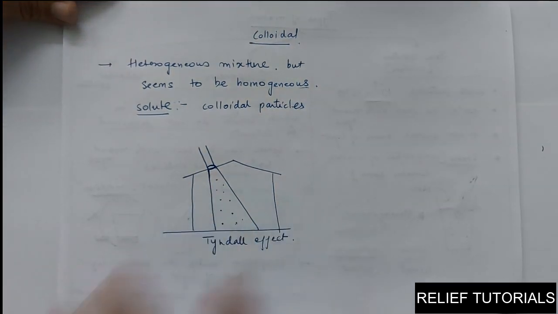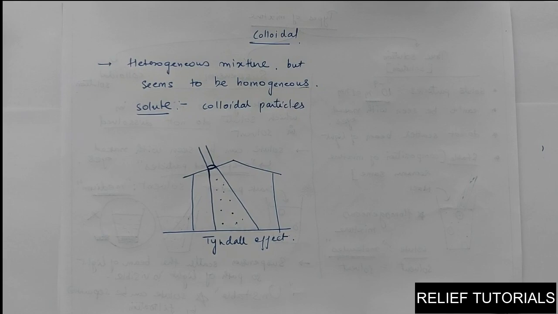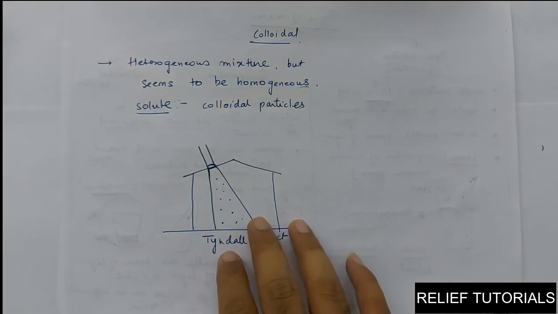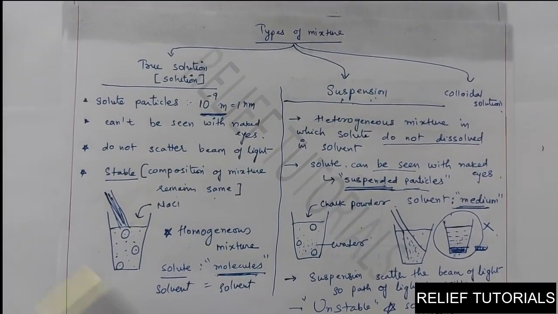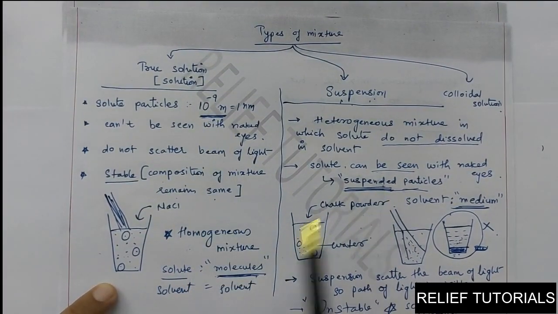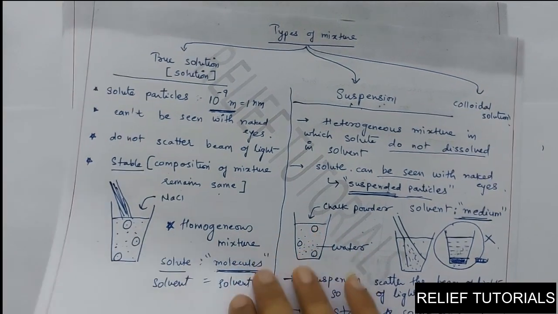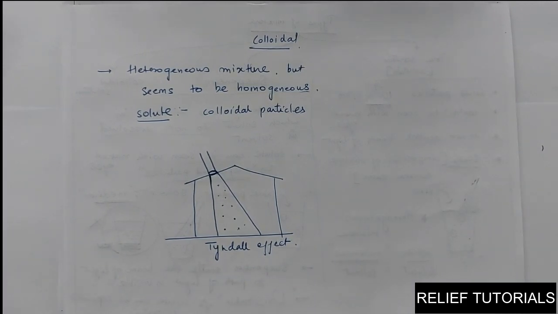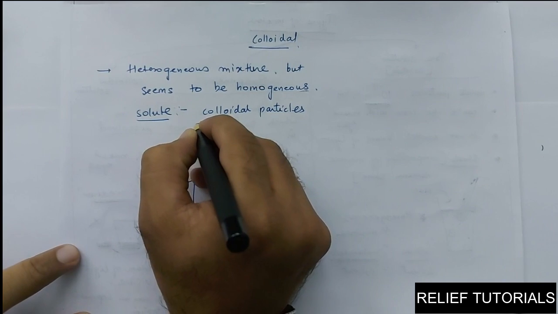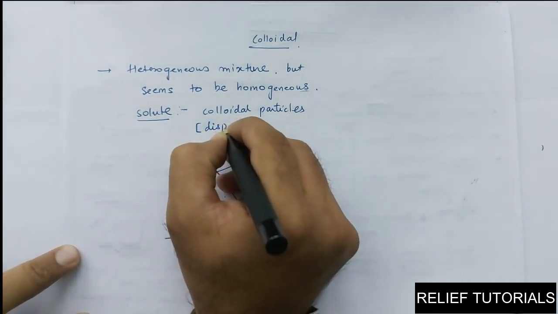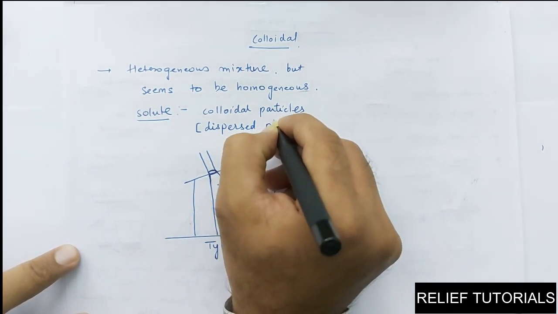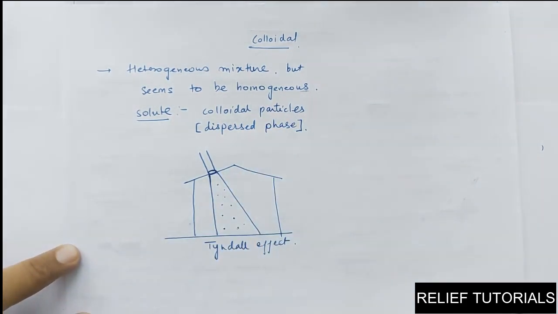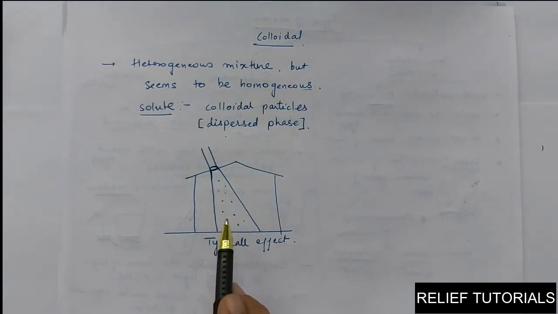If someone asks you about the size of the colloidal particles, then what? So you can say that the size of colloidal particles is bigger than molecules but smaller than suspended particles. Okay, so here the solute particles are called as colloidal particles. Also it is called as dispersed phase. They are also called as dispersed phase. So here these dust particles are called as colloidal particles or dispersed phase.